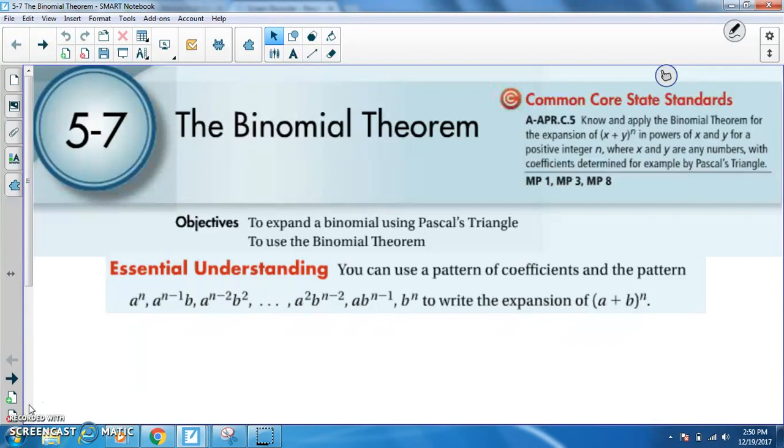You can use a pattern of coefficients and the pattern a to the n, a to the n minus 1 times b, a to the n minus 2 times b to the second, and so on. So we are going to write the expansion of that binomial as a plus b to the nth power.